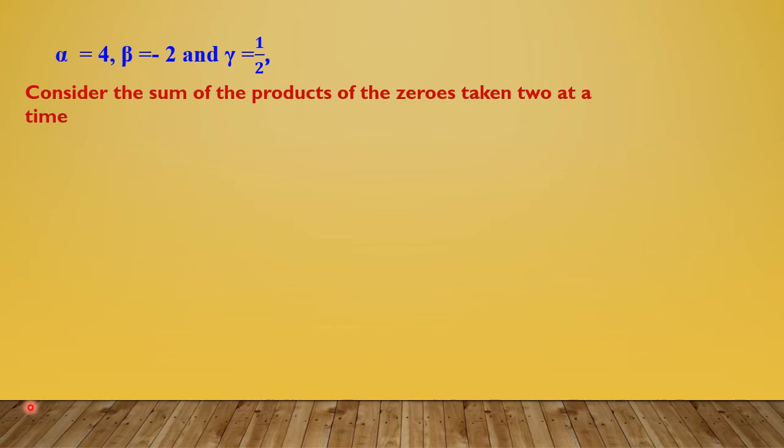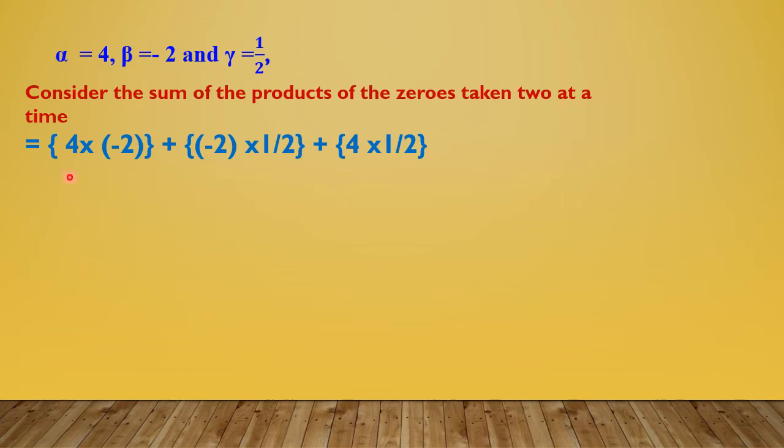Now, we have to take another relationship, that is the sum of the products of the zeros taken two at a time. What does taken two at a time mean? It means we have to take alpha and beta first, the product of alpha and beta. The second time, the product of beta and gamma. And the third time, the product of gamma and alpha. So what do we get? We get alpha beta plus beta gamma plus gamma alpha.